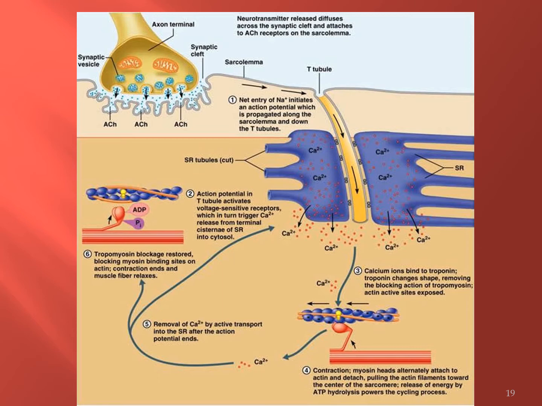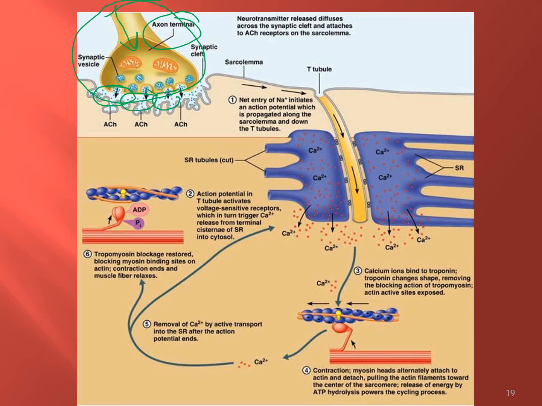Okay, this is one more image that shows you the same exact process. So let me get my little marker. Here is your alpha motor neuron. Here is your axon terminal. So this action potential or excitatory signal reaches the axon terminal. We release acetylcholine into this neuromuscular junction. It binds to the cell membrane. This causes sodium to rush into the muscle cell.